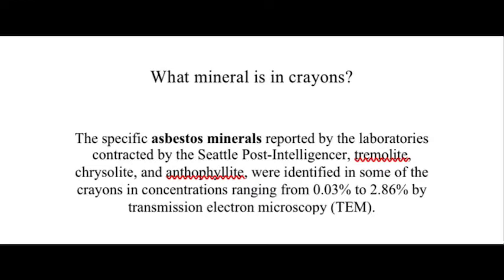What mineral is in crayons? The specific asbestos minerals reported by the laboratories contracted by the Seattle Post-Intelligencer, tremolite, chrysotile, and anthophyllite, were identified in some of the crayons in concentrations ranging from 0.03% to 2.86% by transmission electron microscopy.